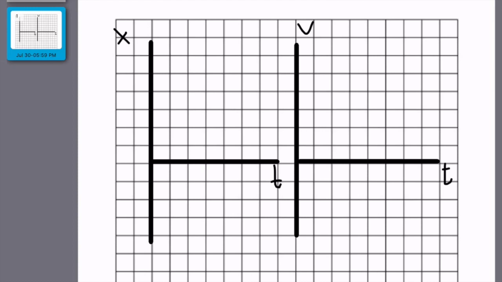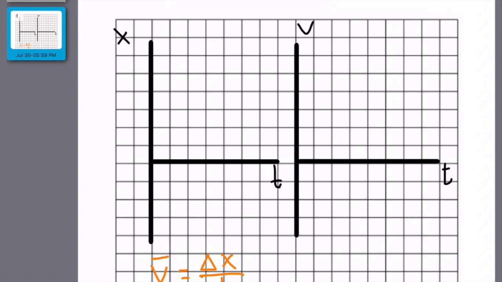In the last discussion, we looked at what velocity was. And velocity had an equation. Average velocity is displacement, change in x, over time. Well, if we've got a graph of position versus time, we can find the velocity from that graph.